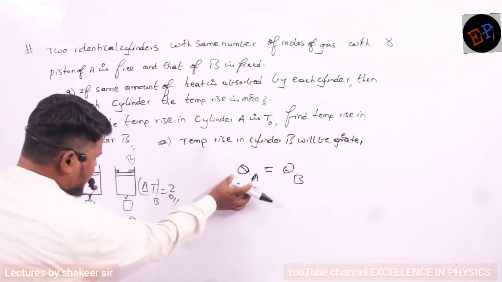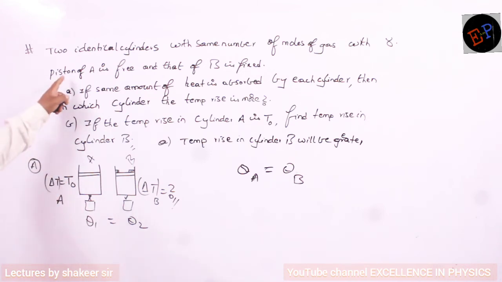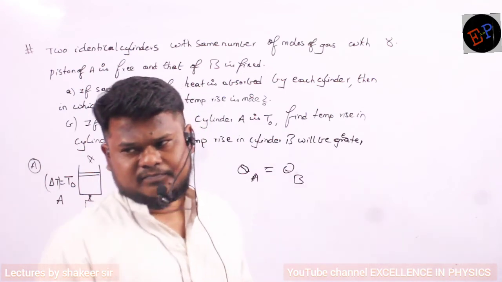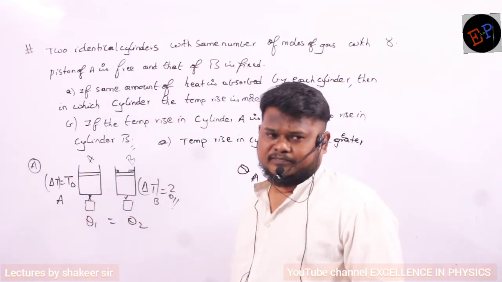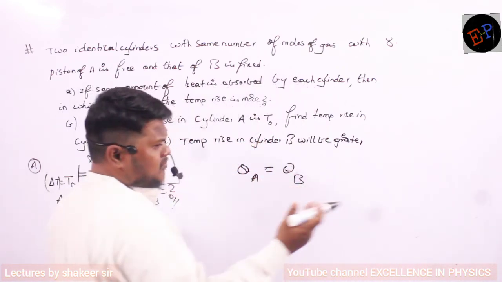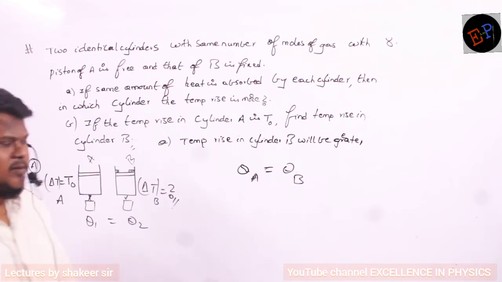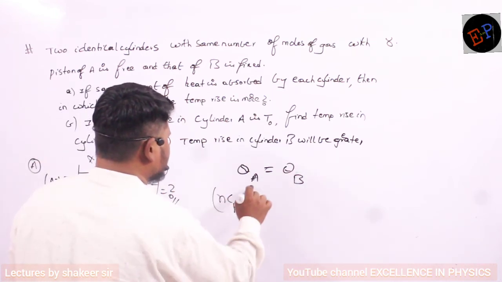Now what is Q here? QA is nothing but heating the gas at constant pressure. That is the meaning of this. Piston A is free means, as pressure rises, the piston will move upwards. It means this is the example of heating the gas at constant pressure. And what is the equation to calculate heat energy supplied when gas is heated at constant pressure? It is nCp delta T in cylinder A.